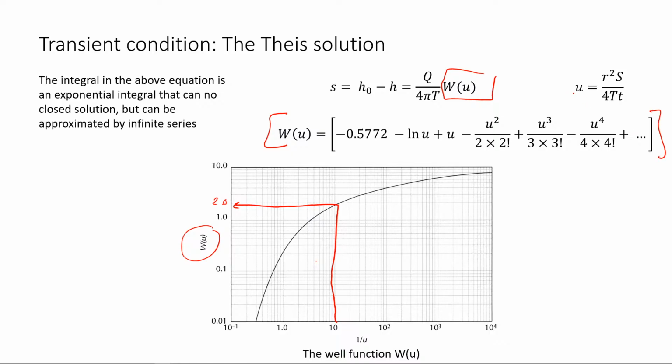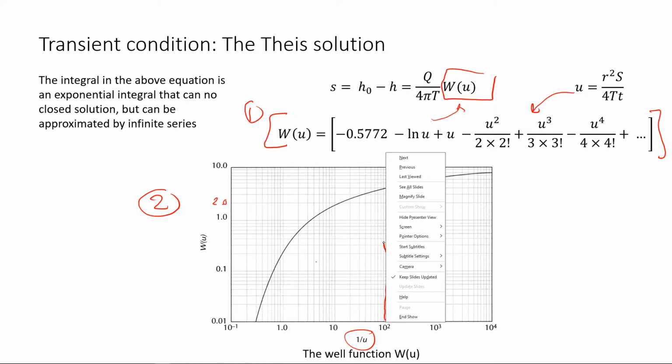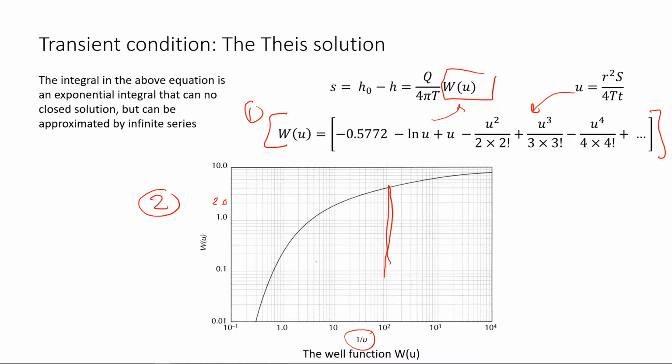Yeah, just substitute U in this equation, and then you get a W. So that's number one. The second way to find W is to use a well-function graph like this. Basically, you know the U, you take 1 over U, and let's say 1 over U is 100. So you go here on this curve, and then you read the value here, which would be like 3 or 4.